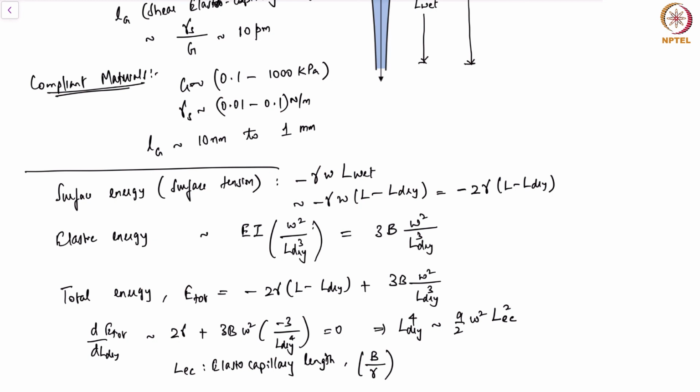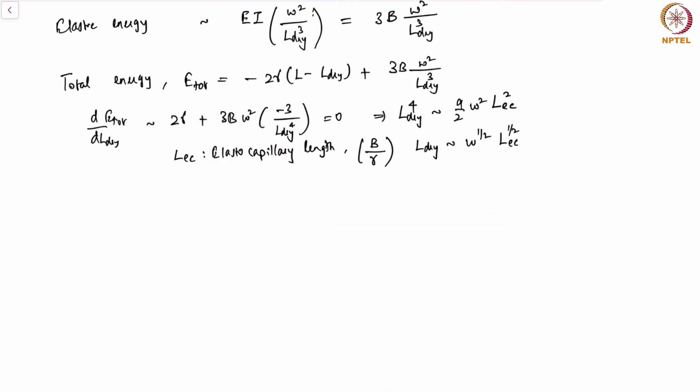So I simply have L dry goes like W per half, L_EC per half. And it's important to note that this W, the dry portion of the liquid, goes like the L_EC per half, and so surface tension is in the denominator. So let's look at how this works.